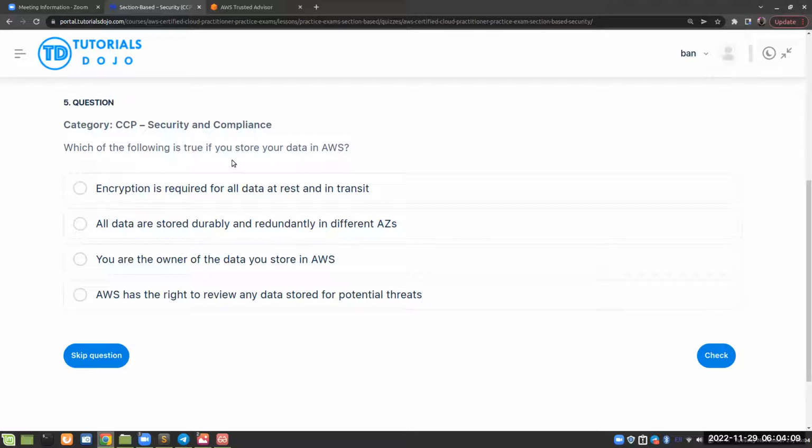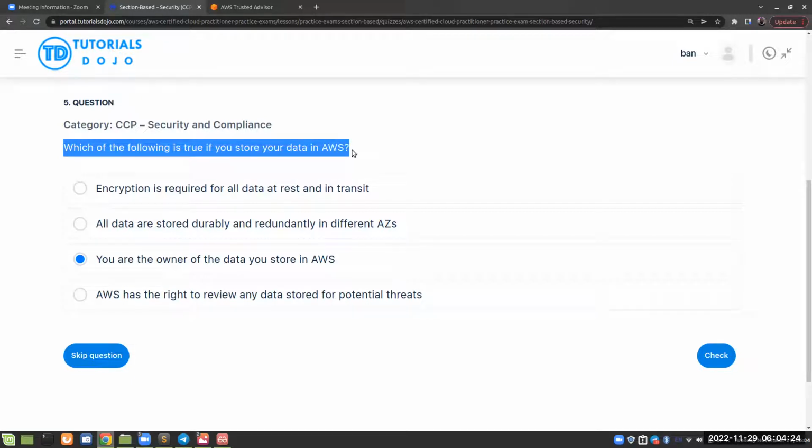Okay, which of the following is true? And the last one, AWS has the right to review any data stored for potential threats. The question needs just one answer. Which of the following is true if you store data in AWS? So from those two, you prefer which one? The third one, C.